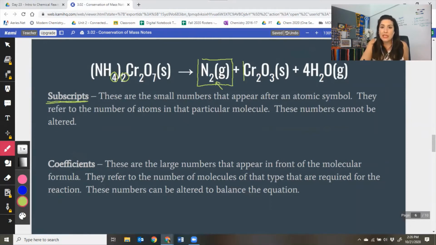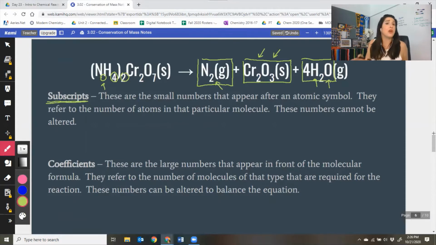This chromium oxide here, we've got two chromiums and three oxygens that would form this. And then over here, we've got water. H2O means that I have two hydrogens and an implied one oxygen. It should be reviewed at this point that if you don't see a subscript, the implication is that there is only one of that atom.